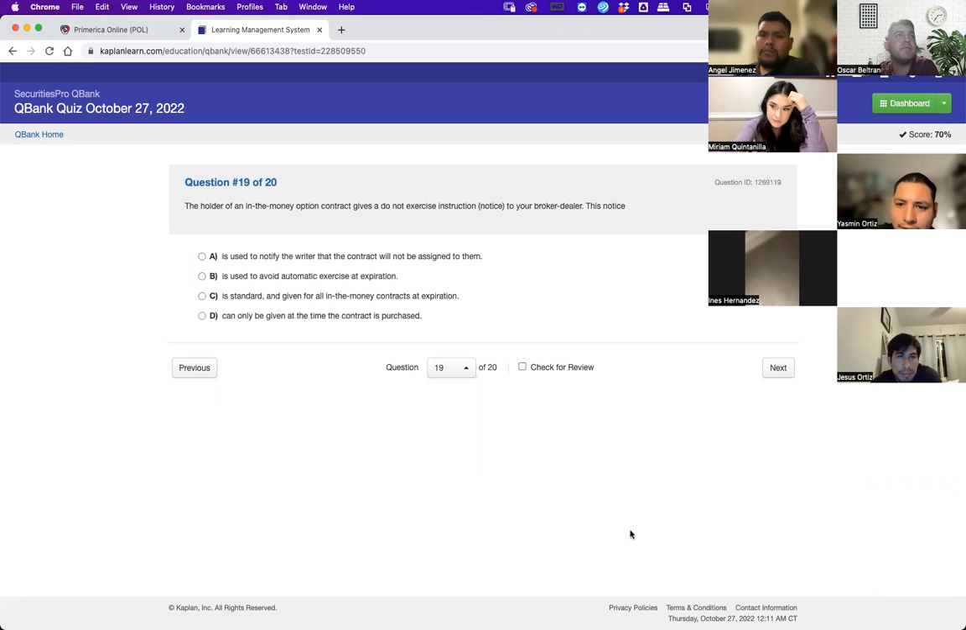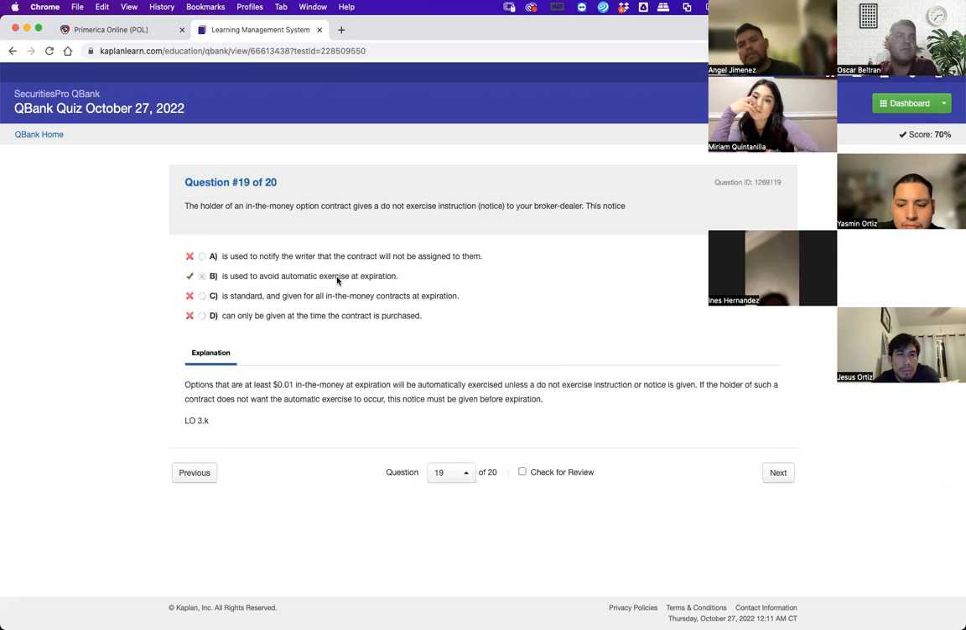All right, 19. The holder of an in the money option contract gives a do not exercise instruction to the broker dealer. This notice just means that they're not going to exercise the contract. So if anything, I'll probably just guess B. Because what if it's automatic? If they don't say anything, then it's going to get exercised by itself.